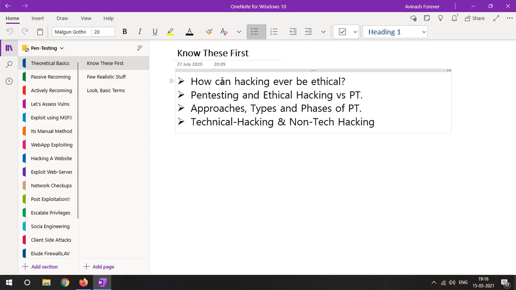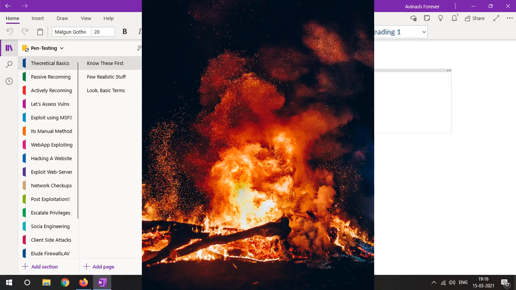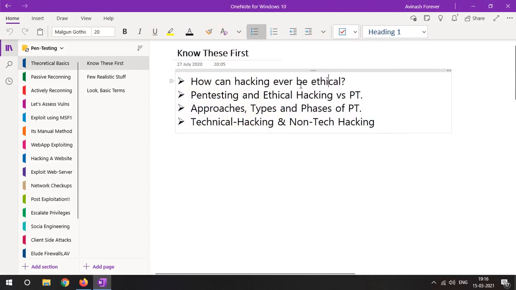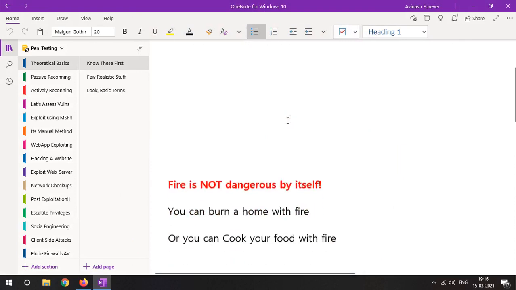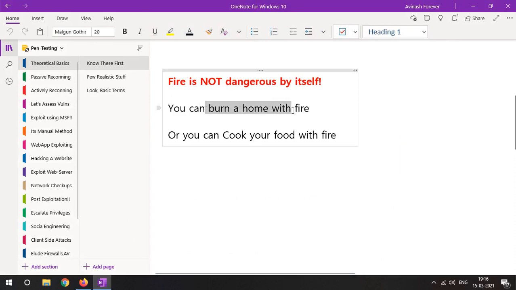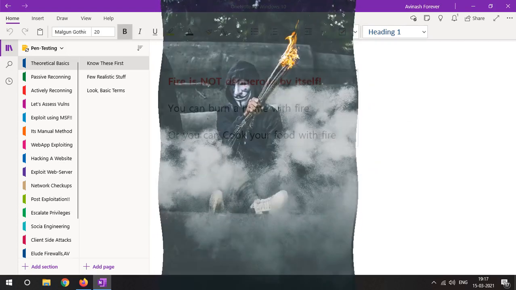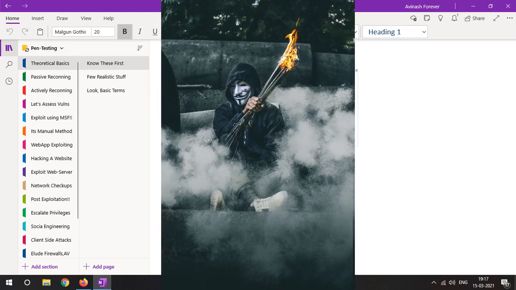Let me explain this to you with an example. Just think about fire. When you think about fire, you're generally thinking about something getting burnt and destroyed, or extreme high temperatures and uncomfortable environments. But is that all the use of fire? No. If you can use fire to burn a home, you can use the same fire to cook your food. So it's just the way you're using the fire. Fire is not dangerous by itself. In the same way, hacking isn't good or bad by itself. It's always how you use it.